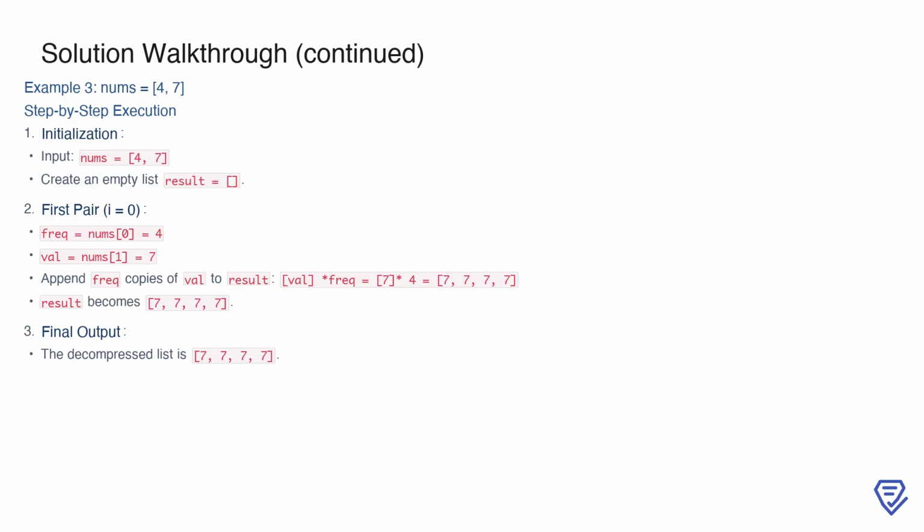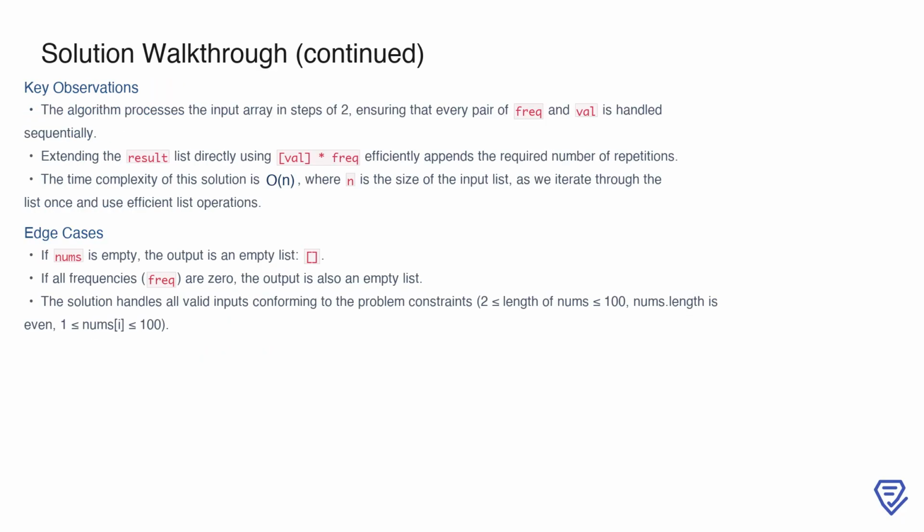pairs to process. The resulting list, 7, 7, 7, 7, demonstrates how the algorithm handles scenarios with a single pair of frequency and value. To summarize, the algorithm processes the input list in steps of 2, ensuring that each frequency and its corresponding value are handled sequentially. By directly extending the result list with val * frequency, we efficiently append the required repetitions of each value.